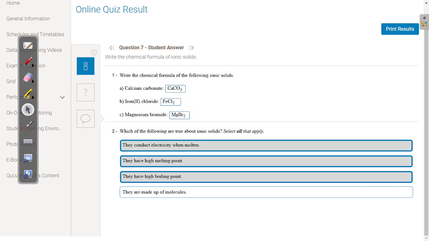Which of the following are true about ionic solids? They conduct electricity when molten. Yes. They have high melting point. Yes. They have high boiling point. Yes. They are made up of molecules. No, that's for covalent compounds or molecular compounds.